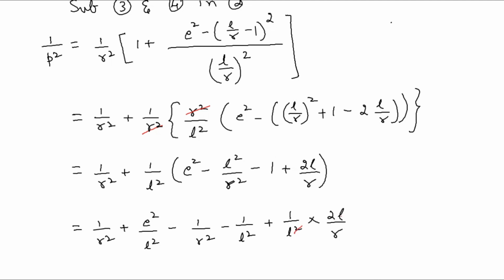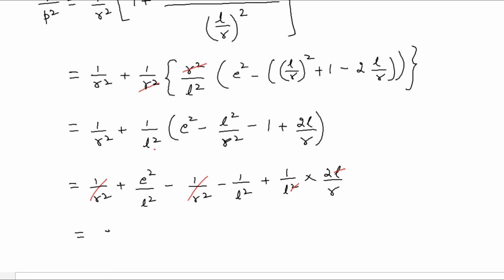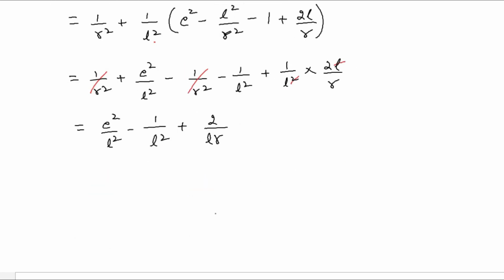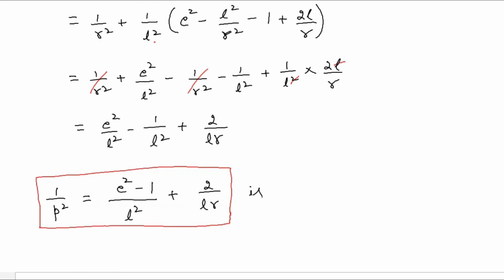One value of L will cancel out over here. Plus 1 by R square minus 1 by R square will cancel out. We are left with E square by L square minus 1 by L square plus 2 by LR. Further, if you simplify this by taking the LCM as L square, we will get the expression equal to E square minus 1 plus 2 by LR. So hence we have got the parallel equation. This is the parallel equation of the given curve.